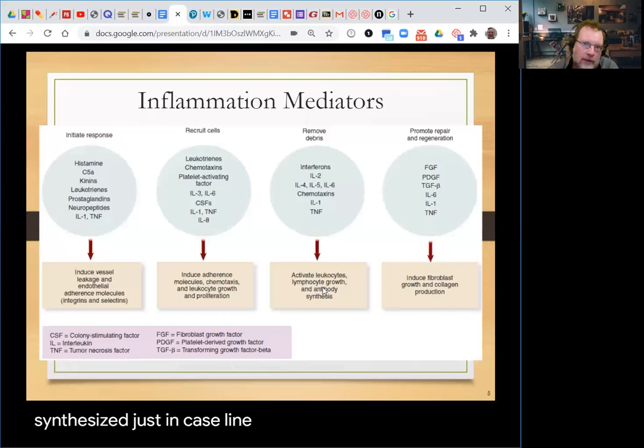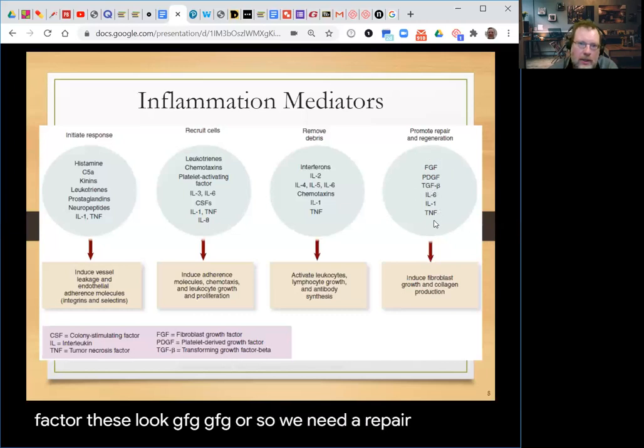The third line of defense was breached. We can have antibodies potentially ready that are able to recognize maybe what types of pathogens may have infiltrated the area. And then lastly, we need to repair and regenerate. So we do have all different types of specific factors: fibroblast growth factor, platelet derived growth factor, okay, transforming growth factors. So these look GF, GF, GF. These are all growth factors. So we need to repair the tissue.